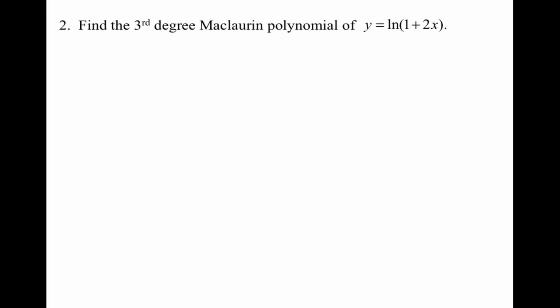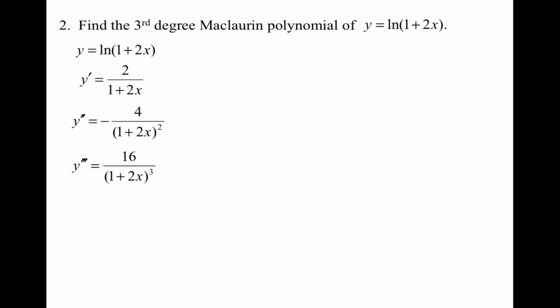All right, why don't you try this one on your own? Find the third degree Maclaurin polynomial of y equals natural log of 1 plus 2x. Let's see how we did. So you're going to want to find the third derivative, and you're going to have to use the chain rule. So here's your first derivative, second derivative, third derivative, and go ahead and evaluate when x equals 0. You should get 0, 2, -4, and 16.